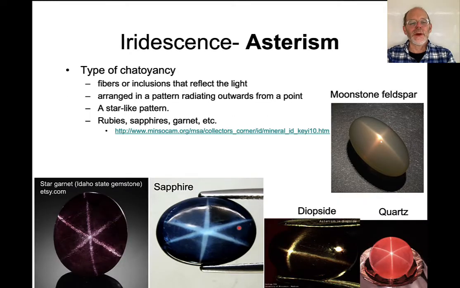Asterism is caused by the regular distribution of inclusions. So here, for example, is a garnet that has minute inclusions that are distributed in a way that light appears to form a six-pointed cross within it. Sometimes you'll see six-pointed crosses like here in Idaho star garnet, sapphire, and quartz. Other times you'll see a four-pointed star like here in feldspar and diopside.